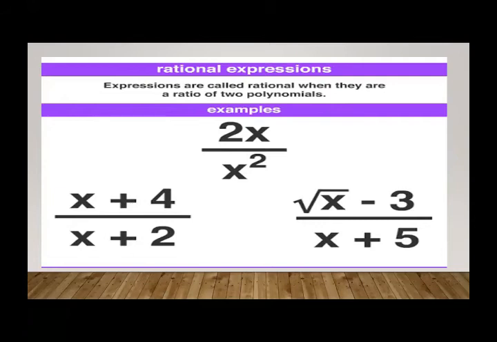In the numerator and denominator of the example, we see one term of the polynomial is given. So they are the same kind, and we can develop a ratio between them. So we say 2x upon x square is the first example.